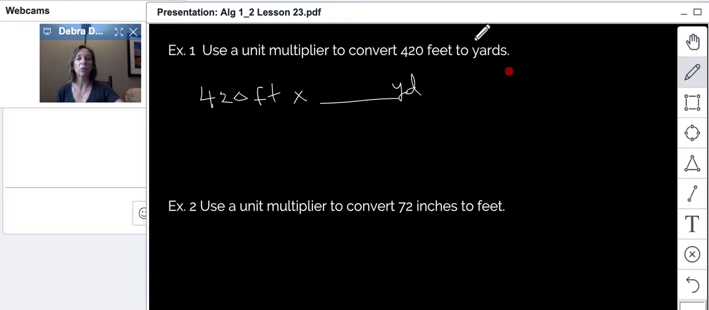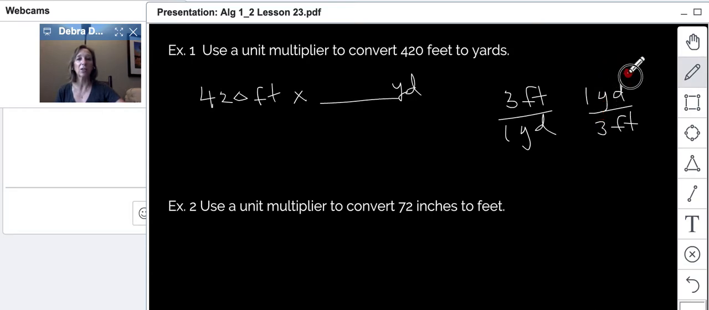Whatever we want to end up with, we put it on the top, because these unit multipliers can flip. For instance, 3 feet and 1 yard are both the same. Or we could say 1 yard over 3 feet. They still equal 1 because they're still the same. So we need to pick the one where yards is on the top, and this one wins. So we're going to put 1 yard over 3 feet.